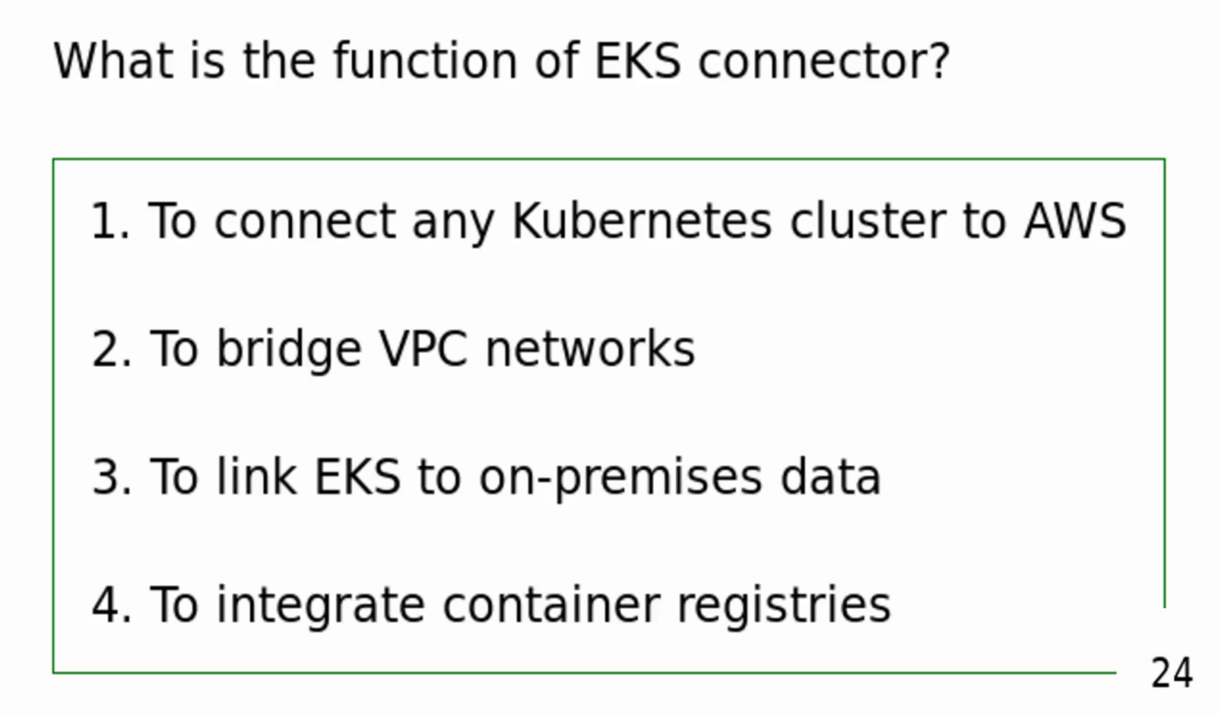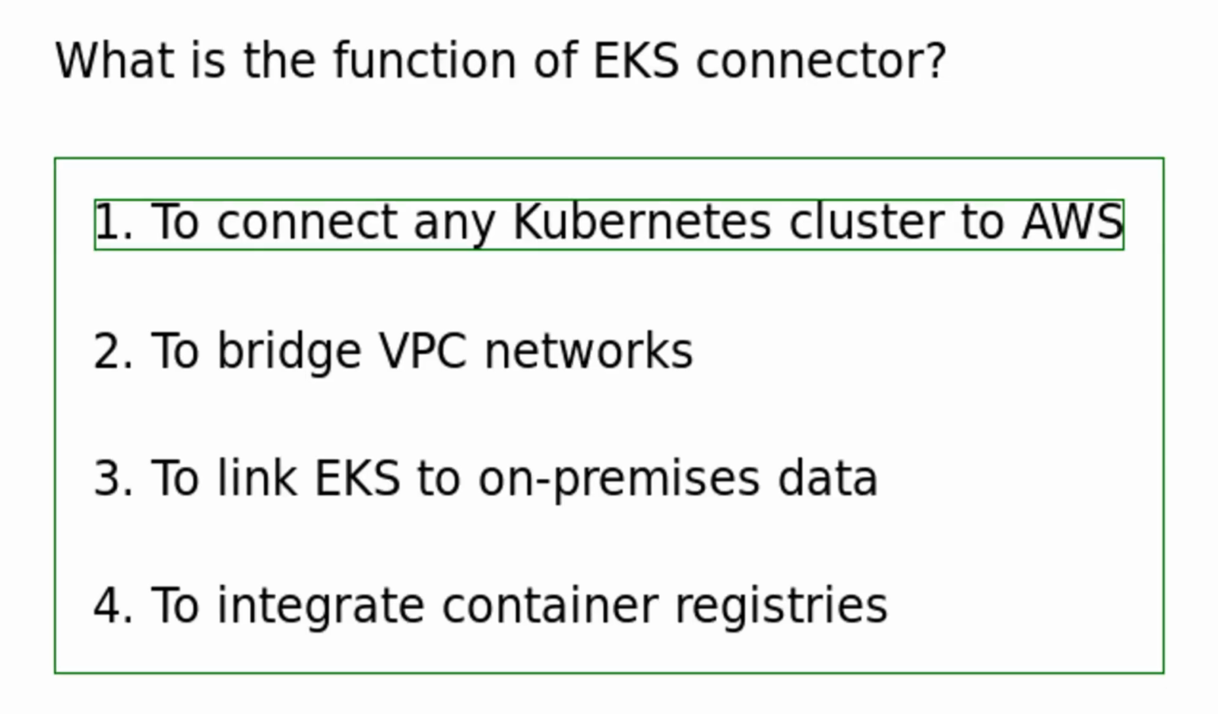What is the function of EKS connector? To connect any Kubernetes cluster to AWS. To bridge VPC networks. To link EKS to on-premises data. To integrate container registries. EKS connector allows you to connect any Kubernetes cluster, even non-EKS ones, to AWS.